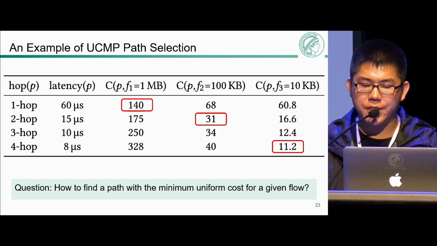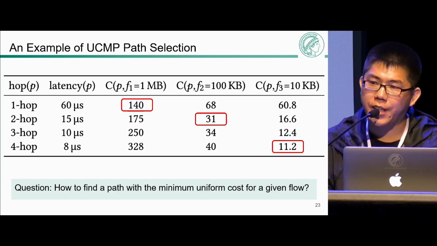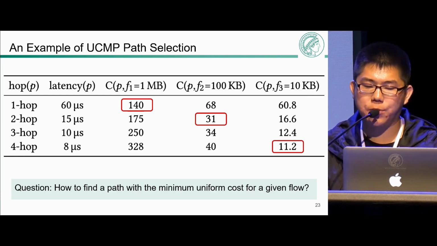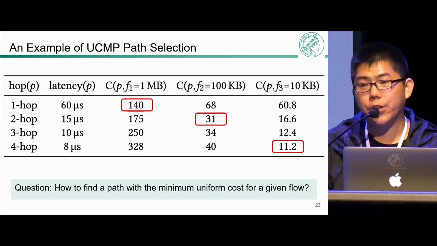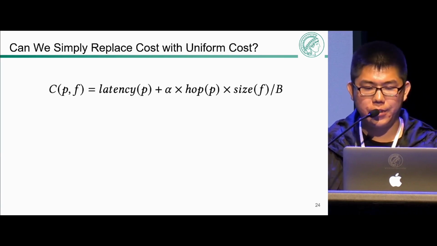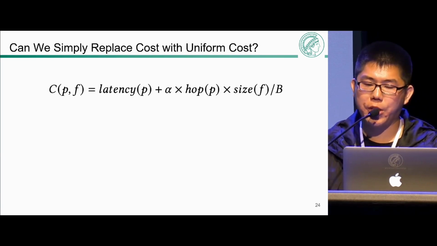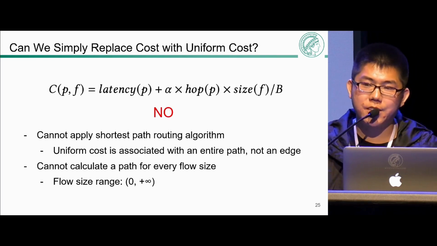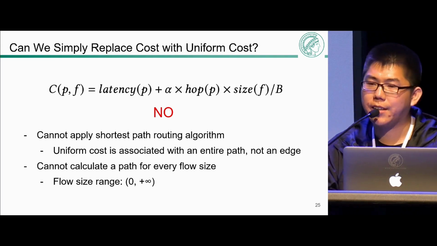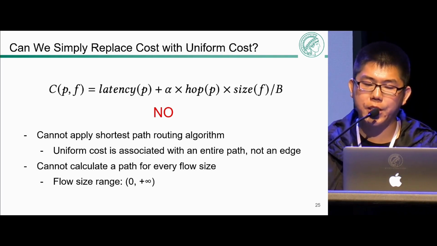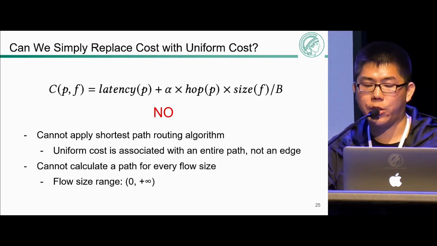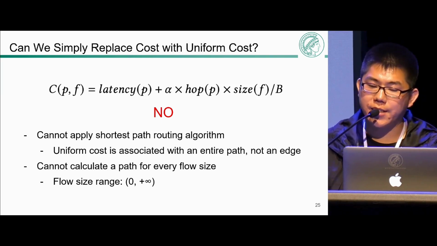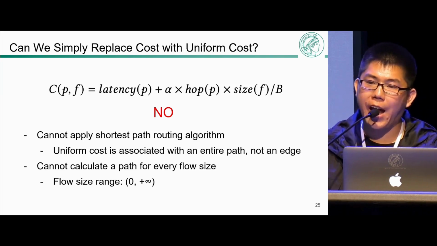Now the question is, there are so many path options in RDCNs. How do we find a path with the minimum uniform cost for a given flow? Can we simply replace the old cost metric, hop count, with uniform cost and apply shortest path routing? The answer is no. The first reason is that uniform cost is associated with an entire path, not with an edge, so we cannot use a shortest path routing algorithm. The second reason is that we cannot calculate a path for every flow size.